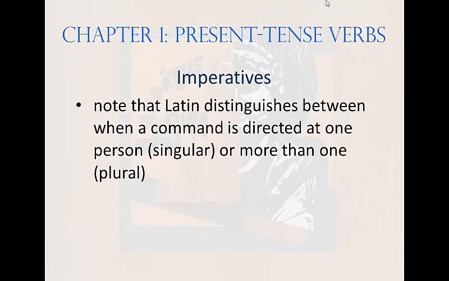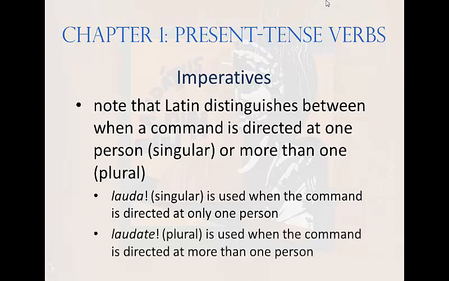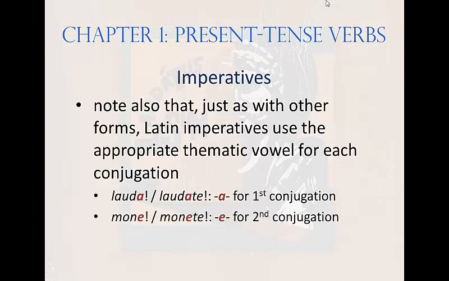Note that Latin distinguishes between when a command is directed at one person, an imperative singular, or more than one person, an imperative plural. Lauda, the singular, is used when the command is directed at only one person. Laudate, the plural, is used when the command is directed at more than one person. Also note that just as with other forms, Latin imperatives use the appropriate thematic vowel for each conjugation. A for first conjugation, E for second.